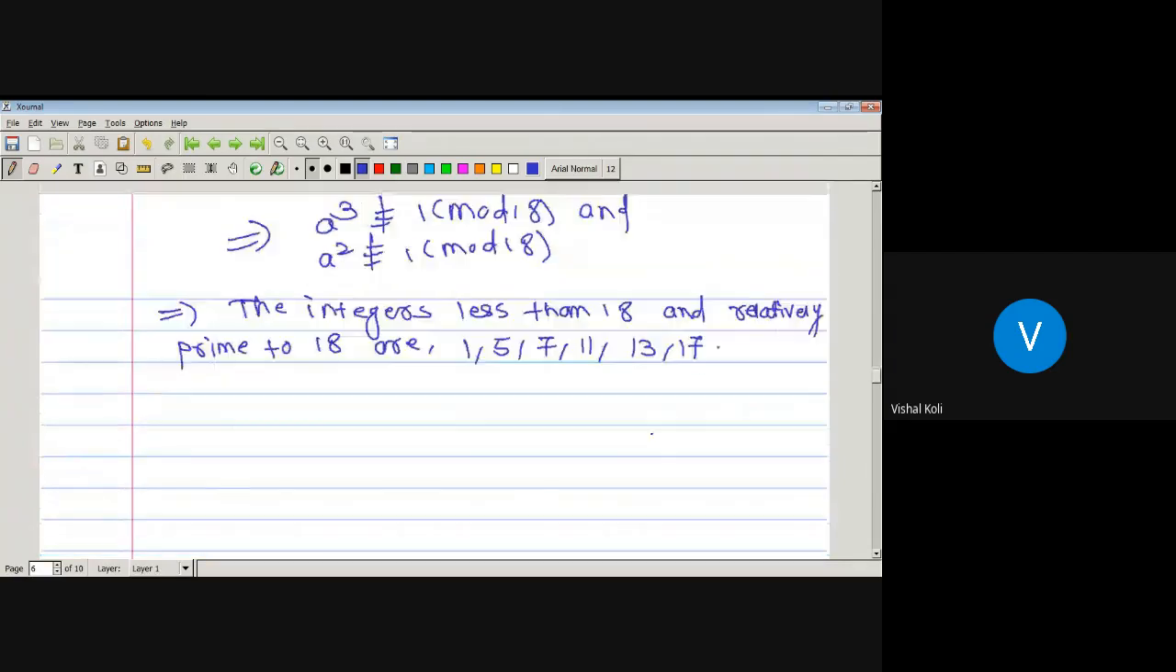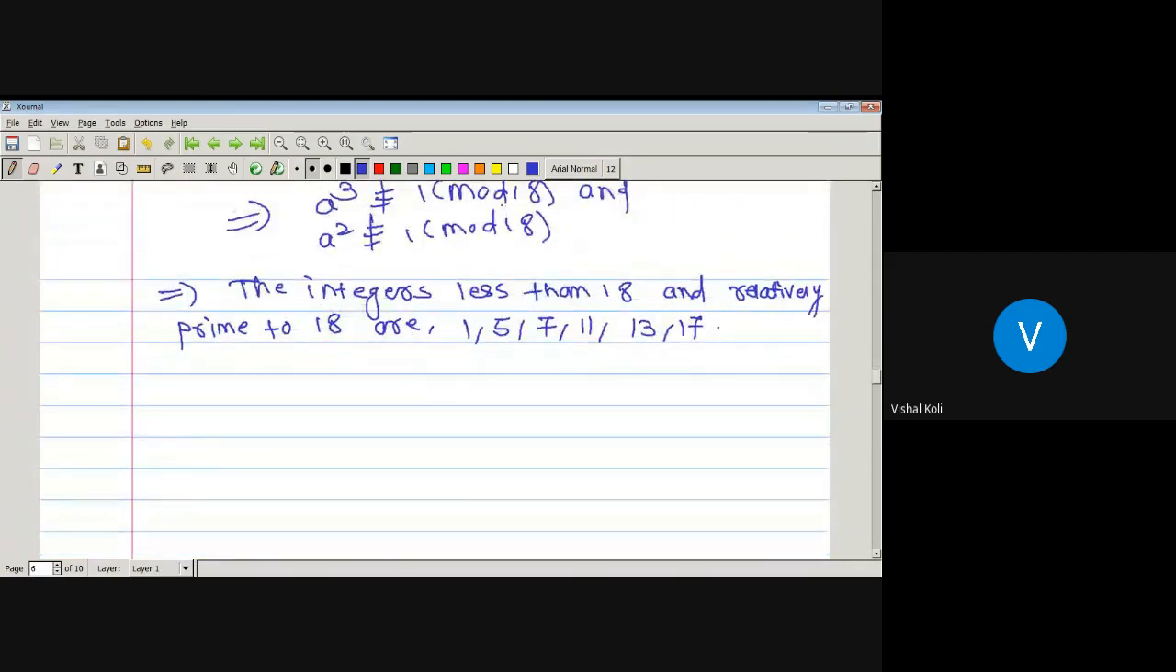But now, any integer a is a primitive root of 18 if a cube is not congruent to 1 modulo 18 and a square is not congruent to 1 modulo 18. Okay. Now, as 1 is congruent to 1 modulo 18, which implies 1 cube and 1 square must be congruent to 1 modulo 18.